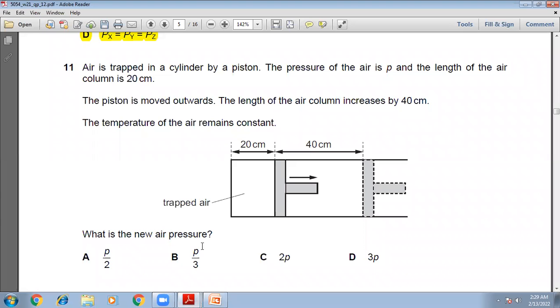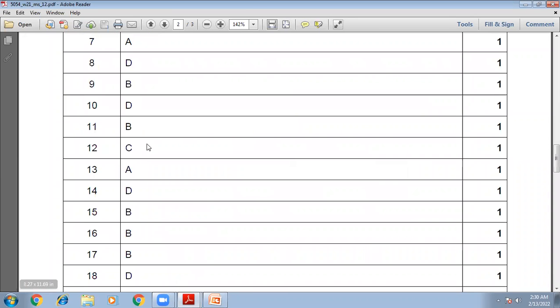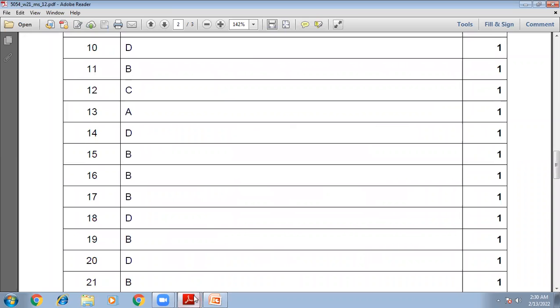So now let's go to the question again. What is the new pressure? It will be 1/3 of the P. I think B is the right answer. Question number 11, B is the right answer, sir.